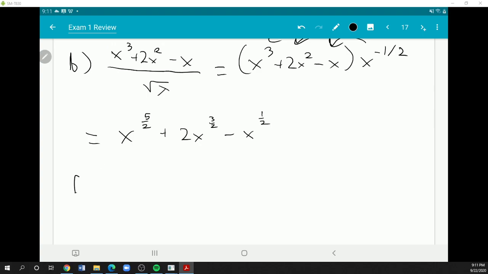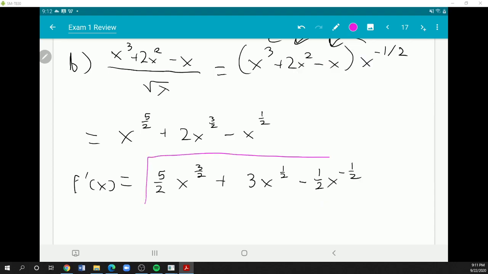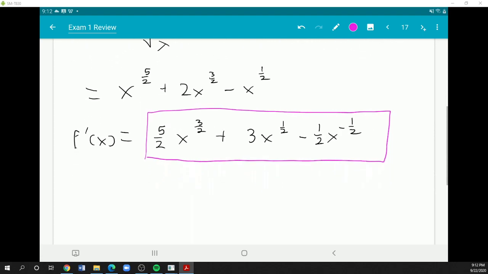And the derivative, f prime of x, is now, I bring these powers down. So 5/2 x to the 5/2 minus 1 is 3/2, plus 3/2 times 2 is 3, x to the 1/2, minus 1/2 x to the minus 1/2, and I am completely fine with you leaving your answer like that. If you want, you could write it as a fraction divided by square root of x, but I really don't see the point. That's completely fine as is. Excellent.